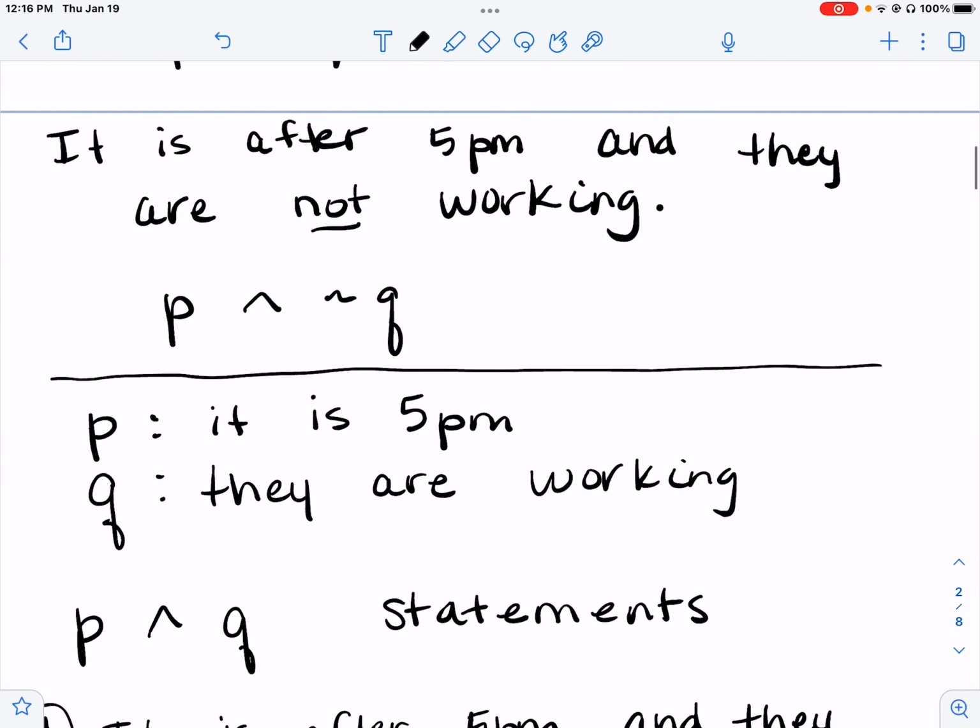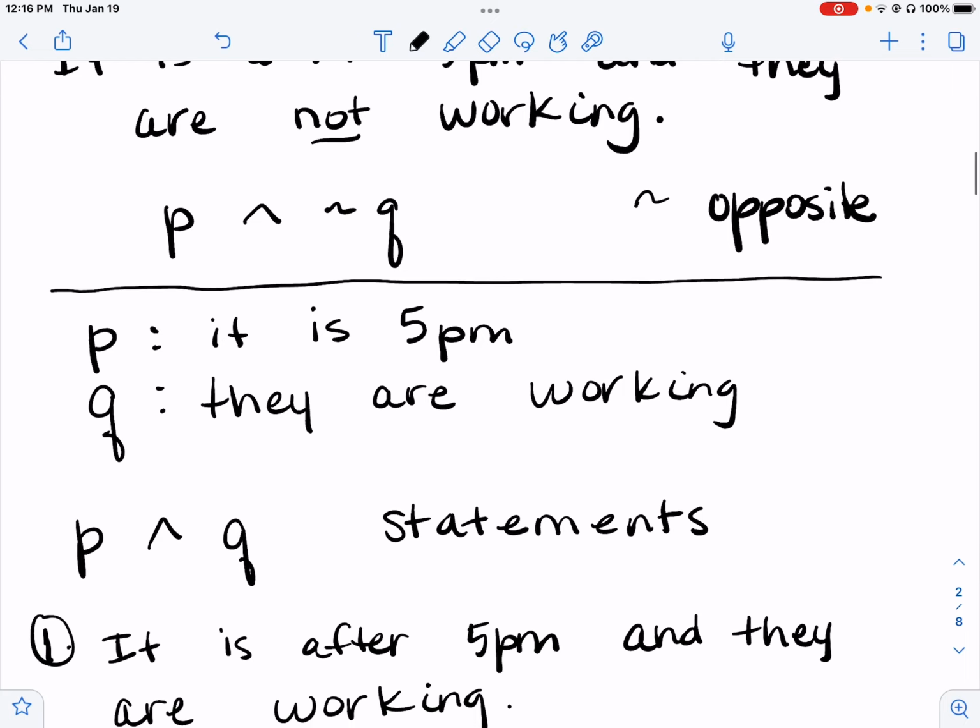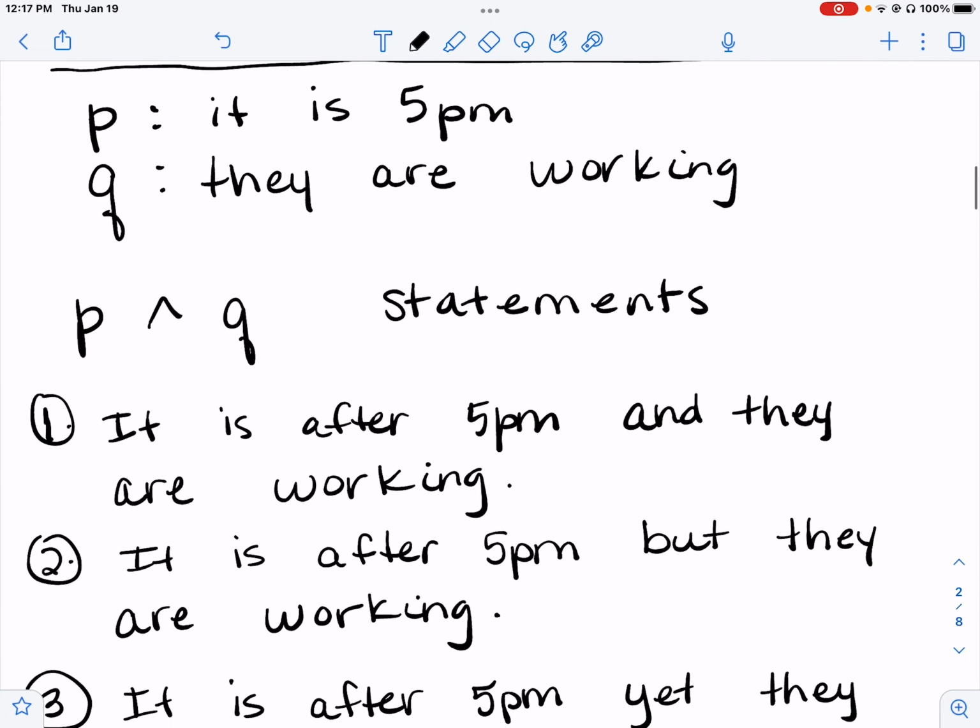What about "it is after 5 p.m. and they are not working"? Not working means the opposite of working. So P is it is after 5 p.m., and not working is the negation of Q. Remember, this symbol means the opposite. So the opposite of working is not working. P: it is after 5 p.m. Q: they are not working.